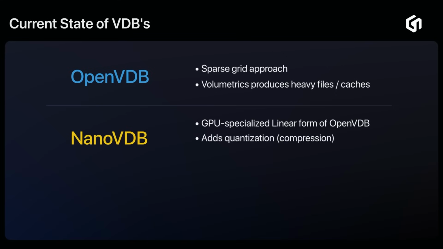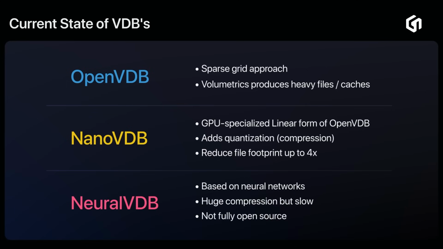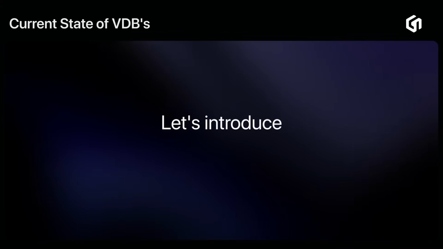It adds quantization, which is some sort of compression, and can reduce the footprint of the file by up to 3 or 4x. NeuralVDB is created by NVIDIA and uses neural networks at different levels in the hierarchy in order to achieve a huge compression ratio, but it's very slow to compress and decompress, and it's not fully open source, thus not really usable for artists. Let's introduce VQVDB.